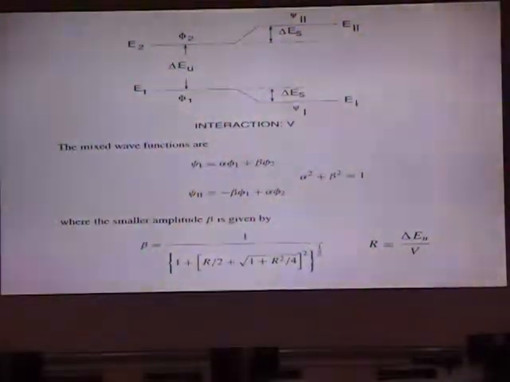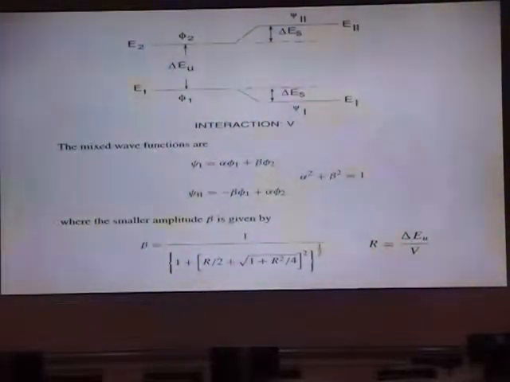And the mixed wave functions, I use psi's for the mixed ones and phi's for the unperturbed. This wave function will no longer be just this. It'll be this plus some amplitude of this. So alpha phi 1 plus beta phi 2, alpha squared plus beta squared is 1. The wave function of this has to be orthogonal. It's minus beta phi 1 plus alpha phi 2.